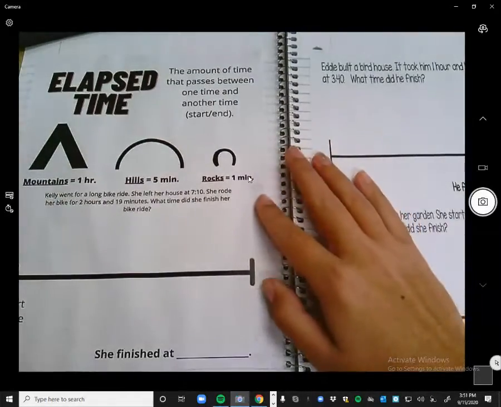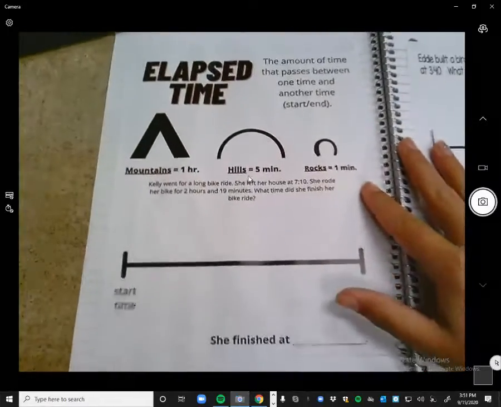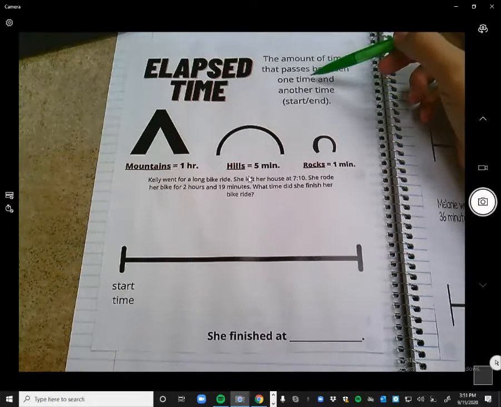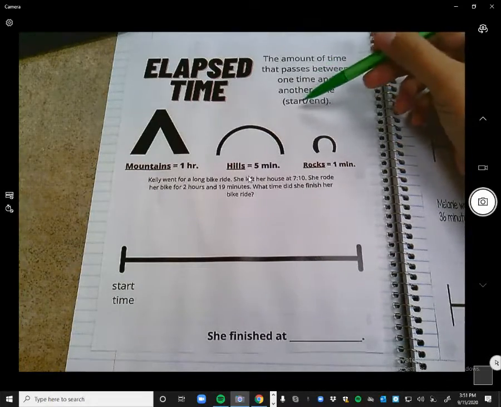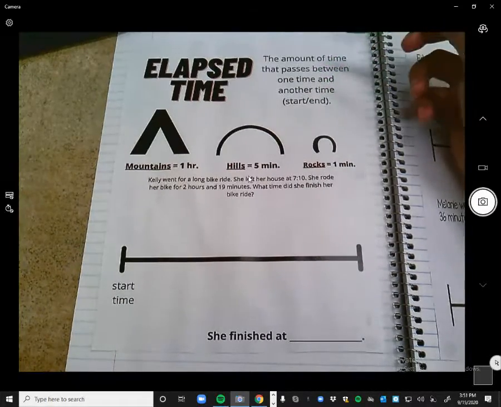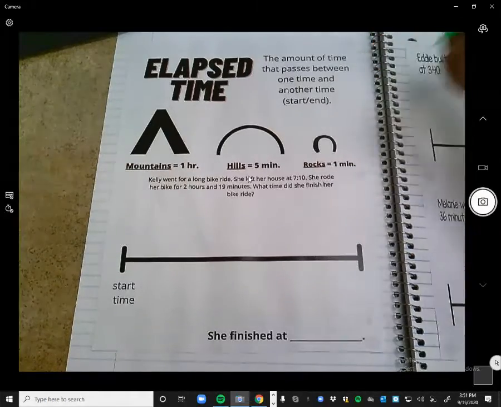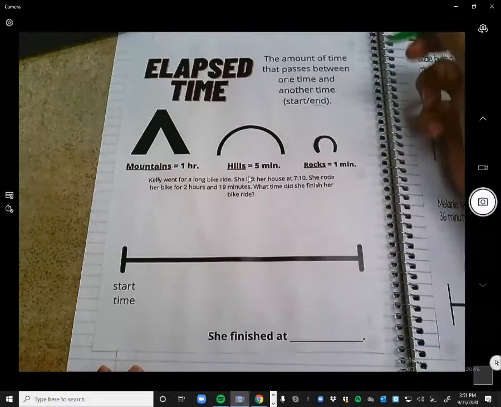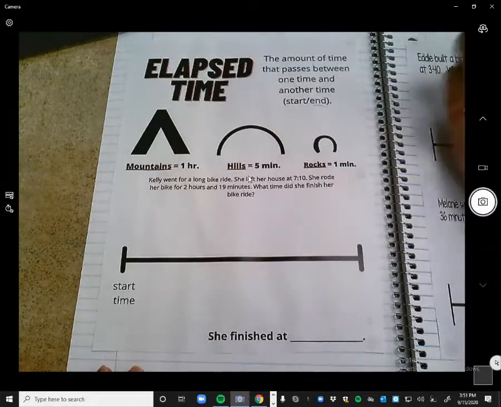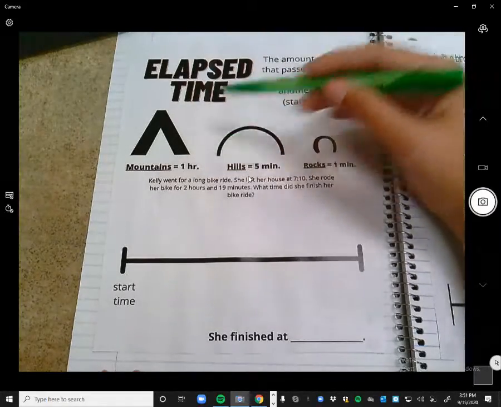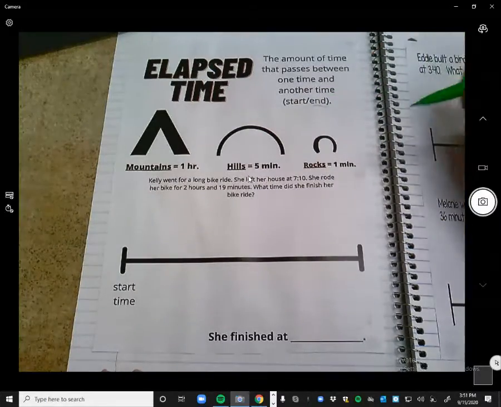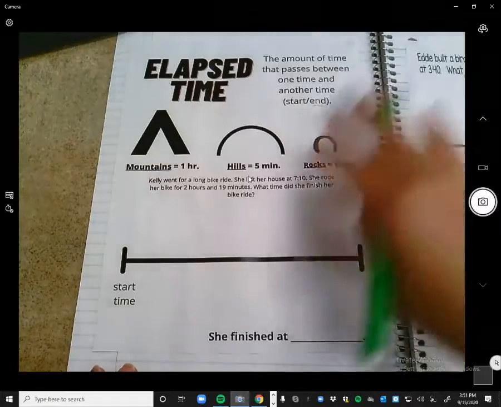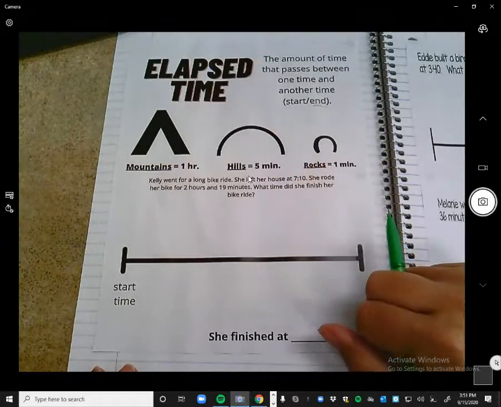All right, so let's talk about elapsed time. It's the amount of time that passes between one time and another time, like the start and end. Sometimes they give us the start and how long has passed, and we need to find the end. That's what we are going to do today. We're going to use the strategy called mountains, hills, and rocks to help us figure out what time something ends at. So I'm going to go through and do this practice problem down here.